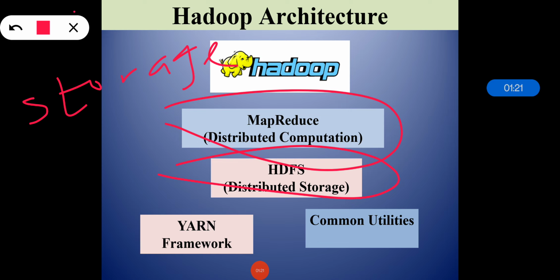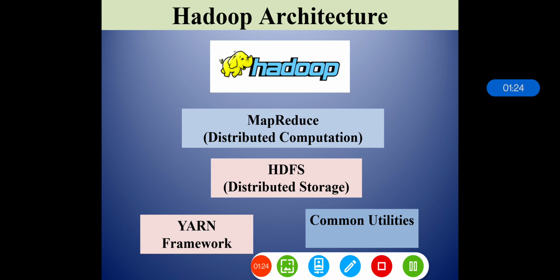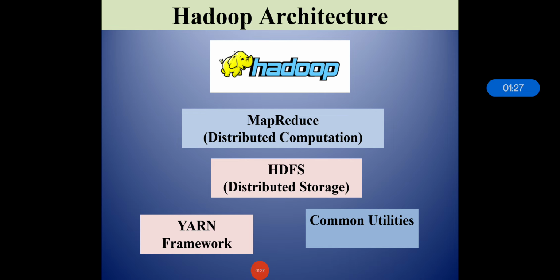So, the Apache Hadoop framework is composed of the following modules. Which are the modules? They are HDFS, Yarn, MapReduce, and common utilities, which mainly contain the Java libraries and utilities required by the other Hadoop modules. These libraries provide the file system and OS level abstractions and contain the necessary Java files and scripts that are required to start Hadoop.